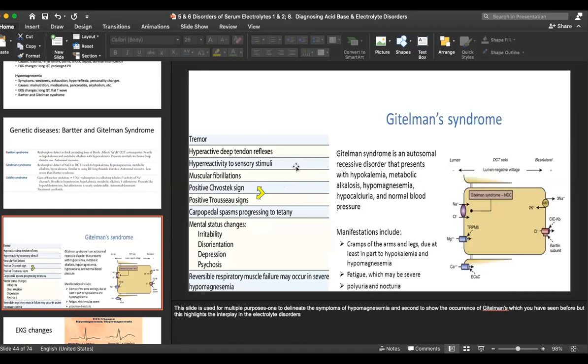So with Gitelman syndrome, we're going to have our low calcium. So we're going to have a positive Chvostek and Trousseau sign.